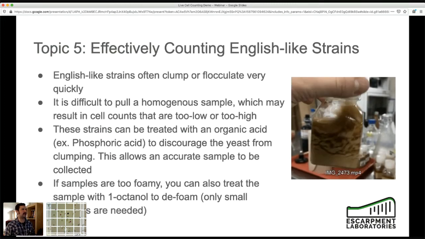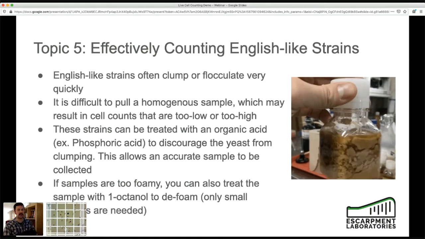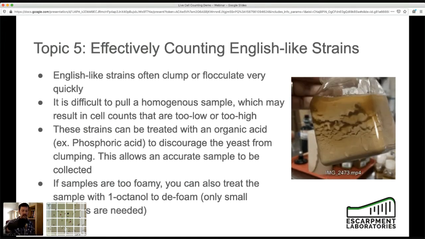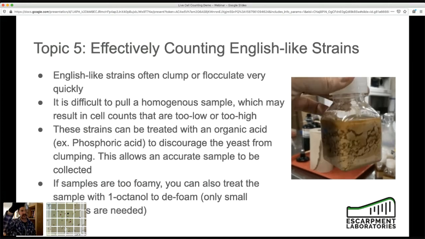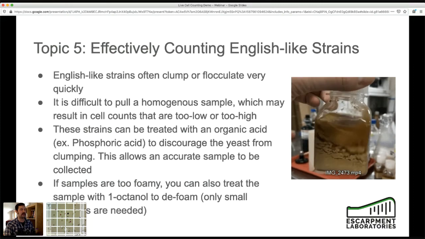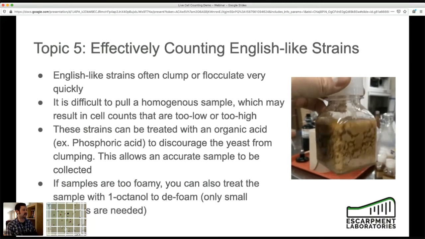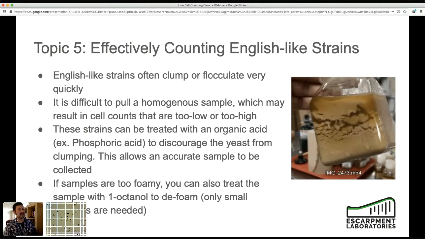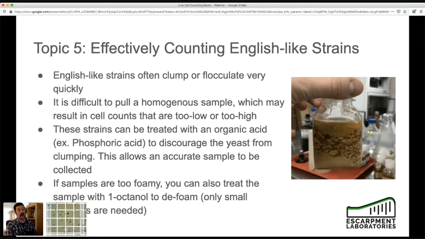So effectively, counting yeast for English-like strains. I have some English yeast here, but it isn't clumping as nicely as that gross stuff does. But English strains generally don't flocculate very well, or you can't deflocculate them really well. They'll reclump again. Some of the problems with that is it makes it really difficult to pull a homogeneous sample, which may result in cell counts that are too high or too low.